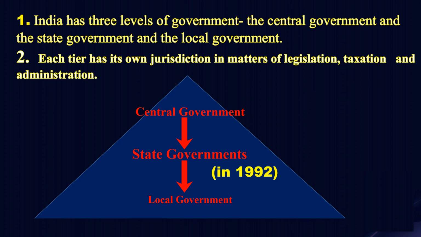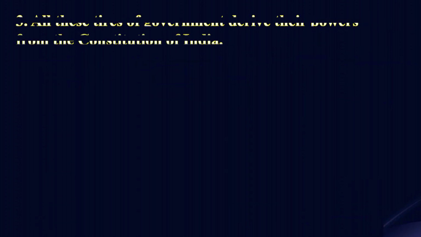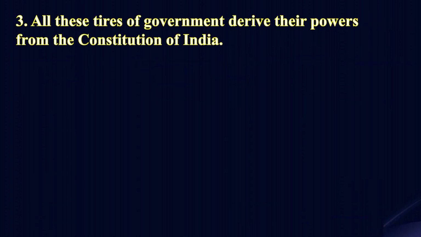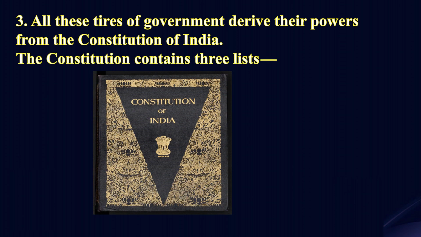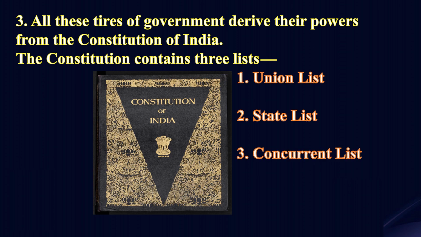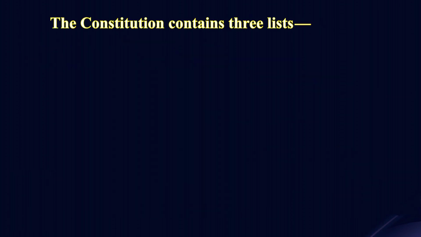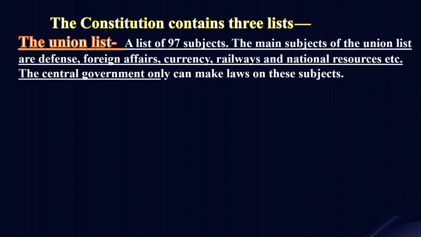Now each tier of government has its separate jurisdiction, or we can say work area, in matters of administration, taxation and legislation. And all these tiers of government get their powers from the Constitution of India. And for this arrangement of division of power, the Constitution of India contains 3 lists: the Union list, the State list, and the Concurrent list. Union list is a list of 97 subjects. The main subjects of this Union list are defense, foreign affairs, currency, railways, and national resources.